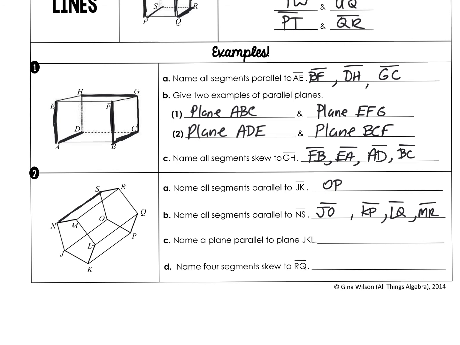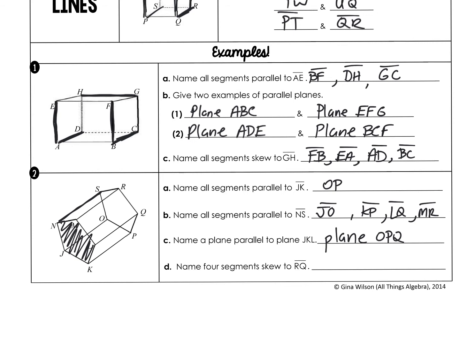Name a plane that is parallel to plane JKL. Okay, plane JKL is this end plane. So we can say plane OPQ, or PQR. You just need 3 letters to define it.